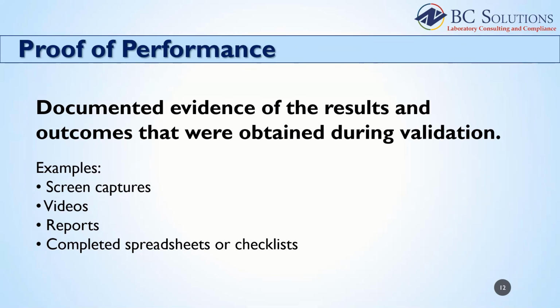Another element that should be included as part of your validation documentation is proof of performance, which is the documented evidence of the results and outcomes that were obtained during the validation. The proof of performance should always be linked to the test cases and to the requirements being validated by those test cases. By linking the documented evidence together with the test scripts and requirements, you can provide traceability within your validation process.